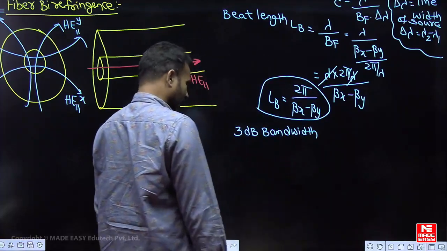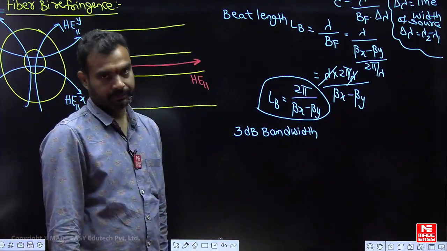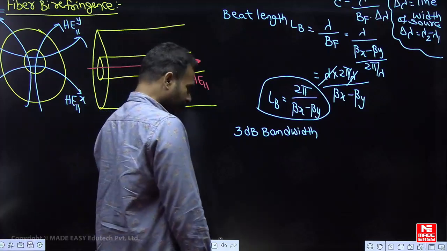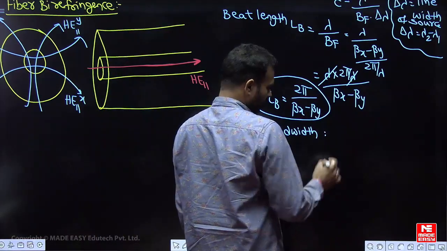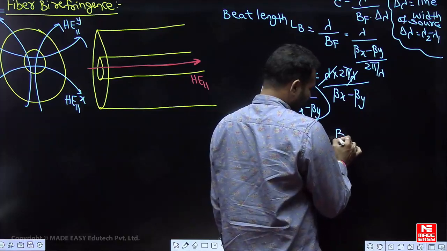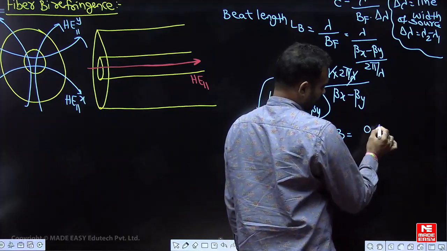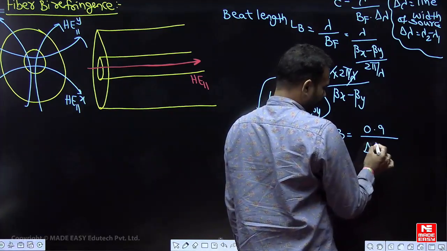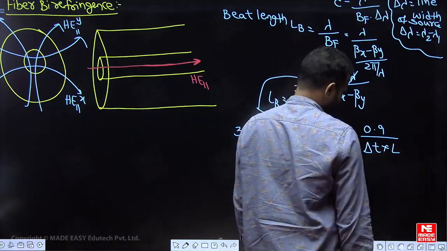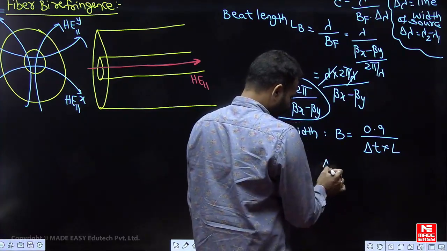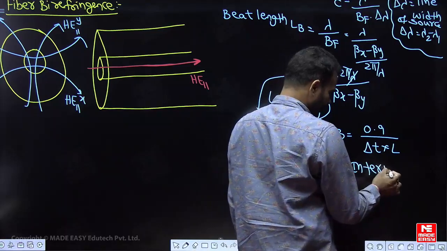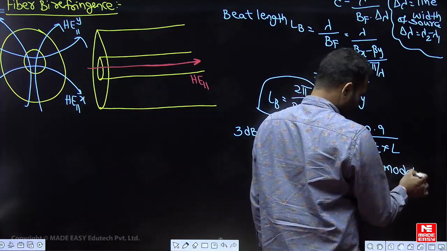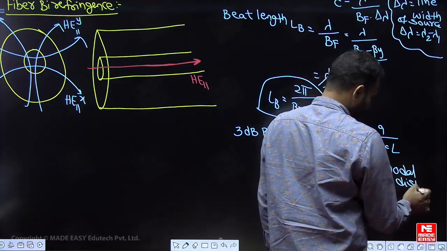Also called half power bandwidth. It's called 3 dB bandwidth or half power bandwidth. The bandwidth B is given by a formula: 0.9 divided by delta T into L. What is delta T? Delta T is called intermodal dispersion.